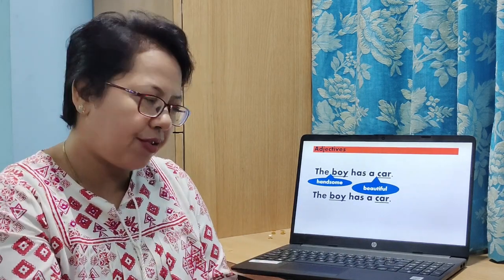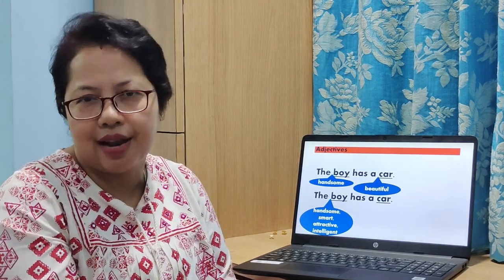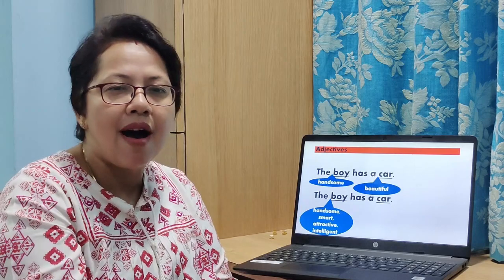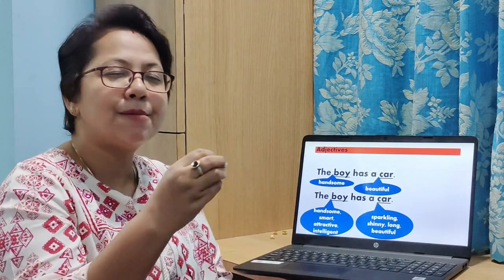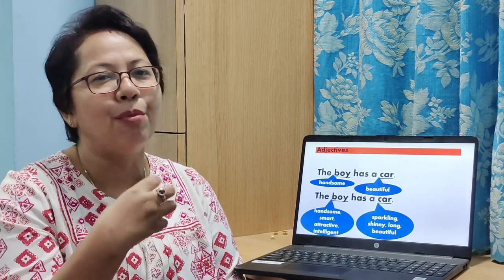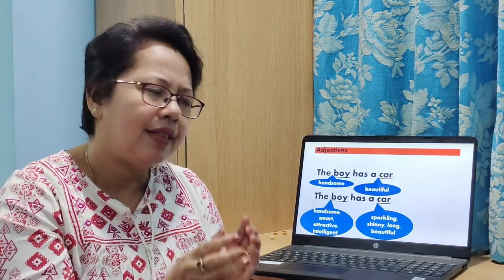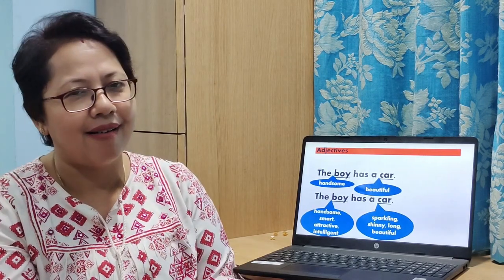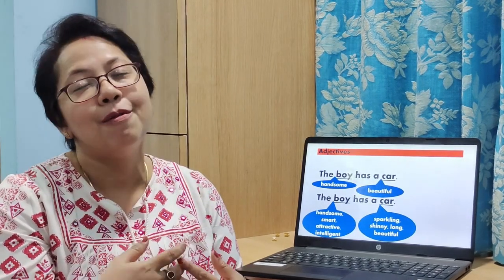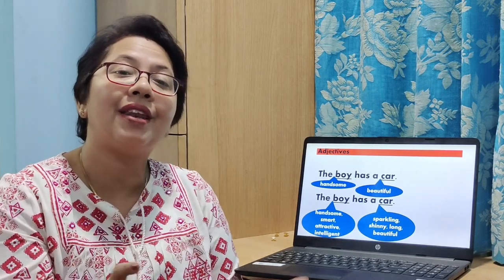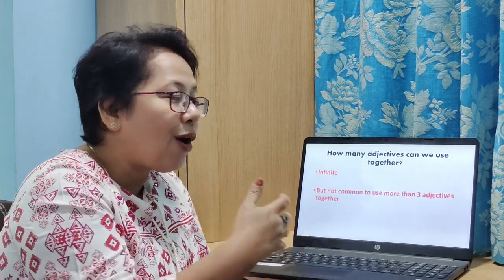Now we can still go on further, and I try to increase the number of adjectives before the particular noun. I can say, the handsome, smart, attractive, intelligent boy has a sparkling, shiny, long and beautiful car. So I've used so many adjectives before the noun boy and before the noun car. The idea is, how many adjectives can we actually use before a noun? We can use an infinite number of adjectives, but we are now talking about how many you actually use.